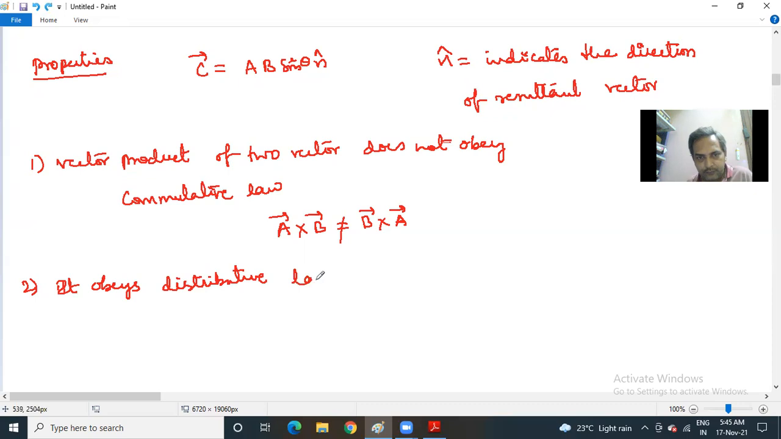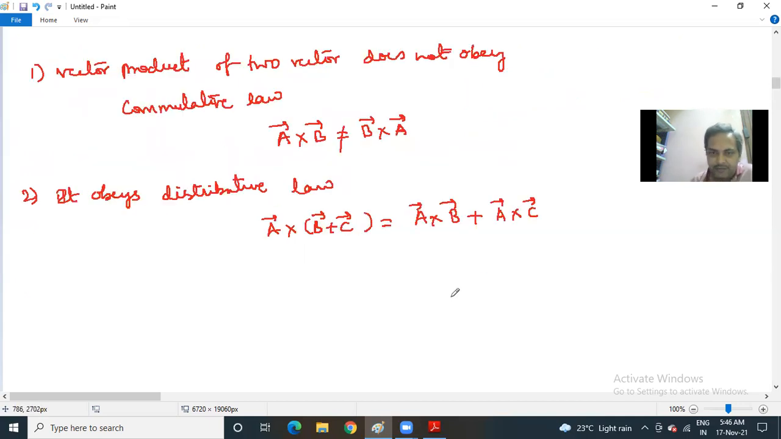So A cross (B plus C) can also be written as A cross B plus A cross C. So A is distributed to both B and C.